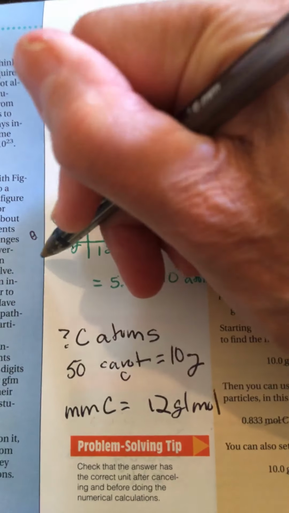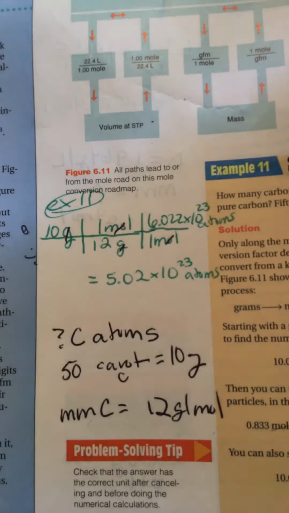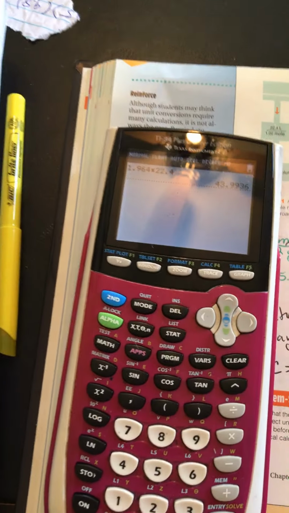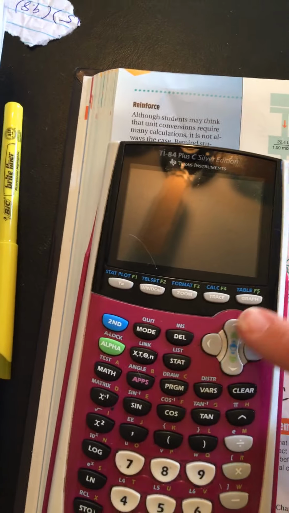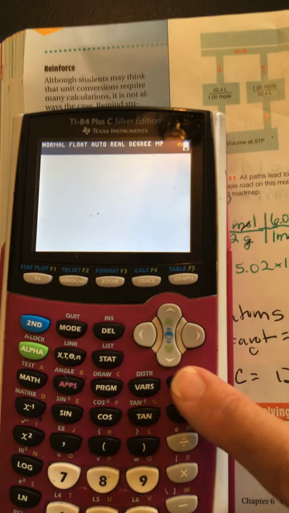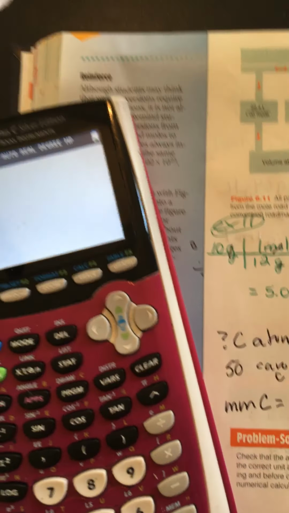Any number on top gets multiplied. Any number on bottom gets divided. You could skip the ones. Let's do it on our calculator. Okay? Oops, it died out. Come back on, calculator. There you go. I'm going to clear out what's in there so there's nothing to confuse you.